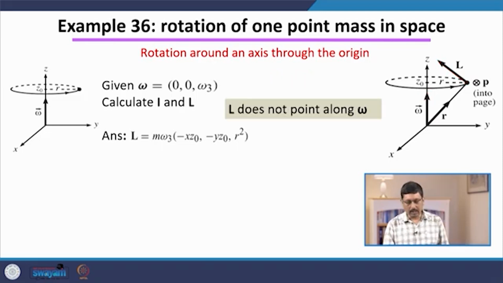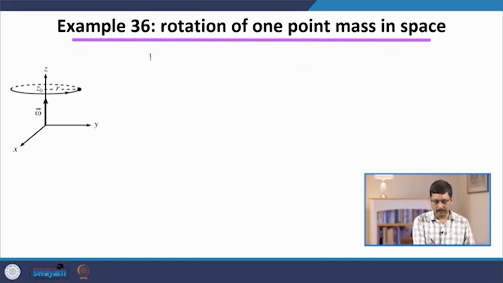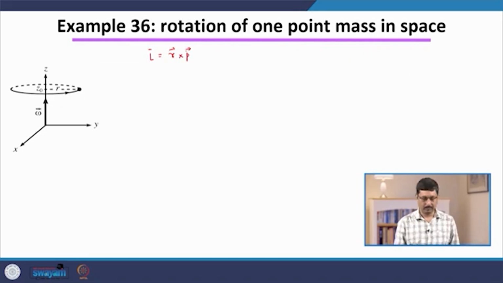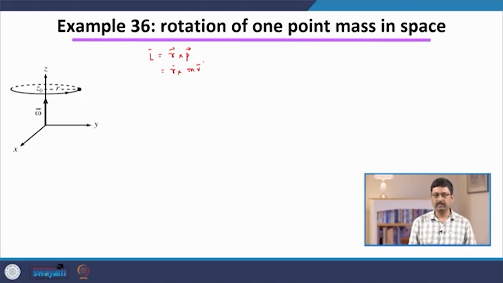So, let us start with the detailed calculation. We start with the fact that the angular momentum, this is the definition of angular momentum. Now, we know that momentum is m times v. Now, this v is omega cross r. So, we can take this mass to the other side, and write m r cross omega cross r.